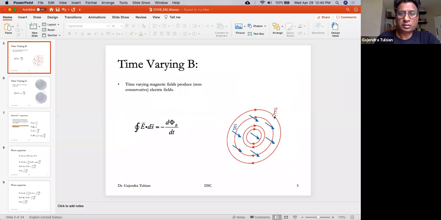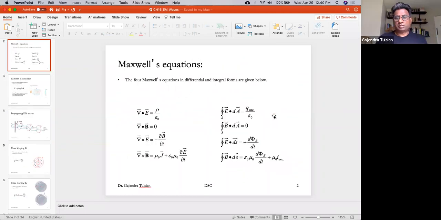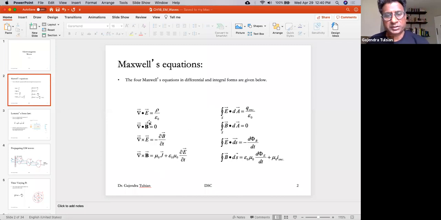All right, so here are the four Maxwell's equations. Like we've said, Maxwell's equations summarize all of electromagnetic phenomena. These are differential equations, and they tell you what will produce these fields. Electric fields are produced by electric charges, and electric fields are also produced by time varying magnetic fields. Okay. This equation tells you magnetic fields are produced by moving charges as well as time varying electric fields.